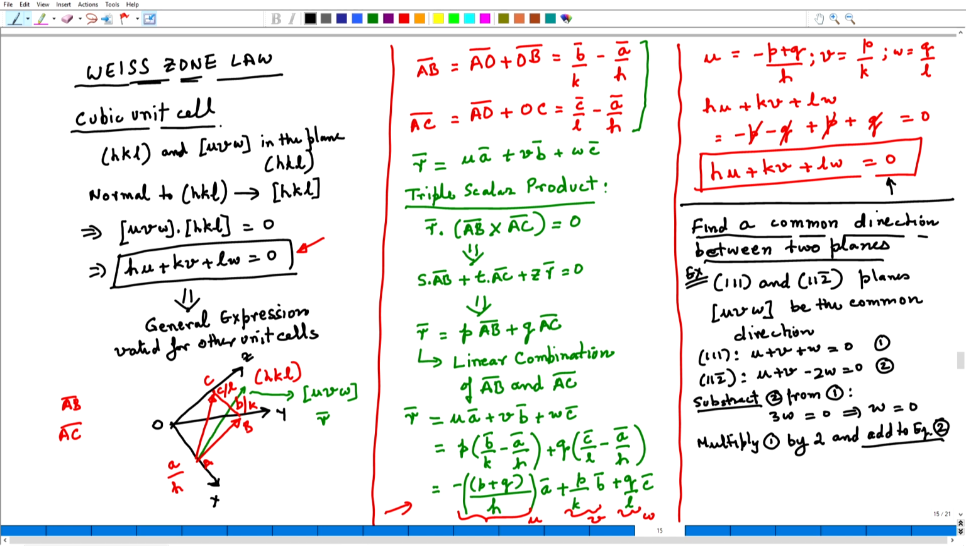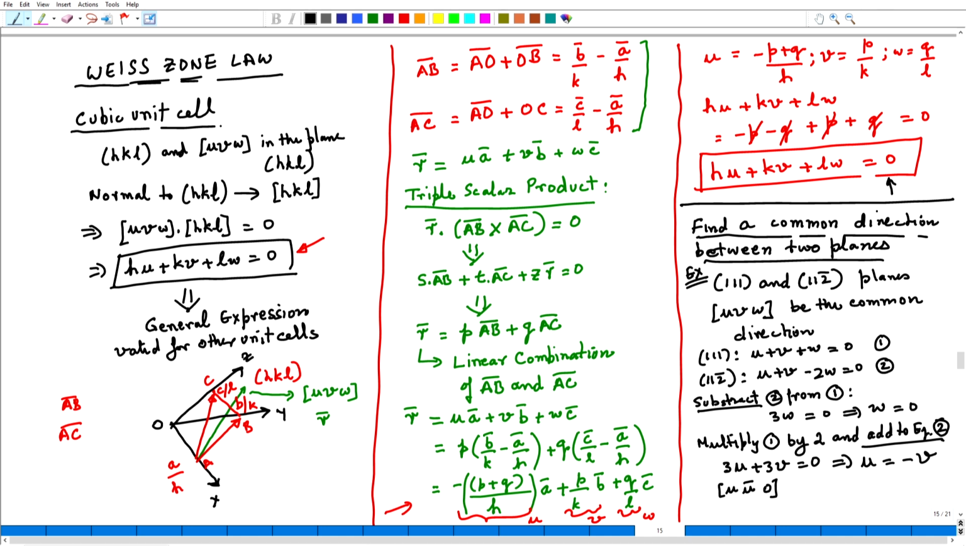Then if I do the addition, first multiply, the first equation will become 2u plus 2v plus 2w equals 0, and then add it. So, the w term will disappear and I am going to get 3u plus 3v equals 0. This implies that u equals minus v, and therefore, now I have the indices u, v, w in the form u, bar u, 0.